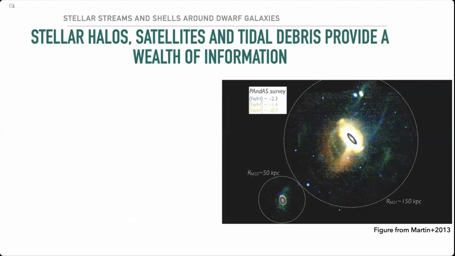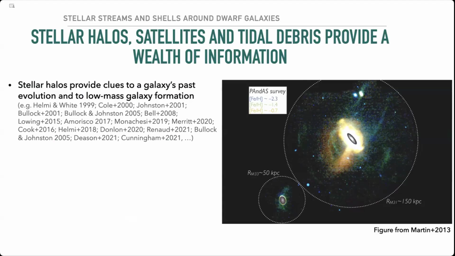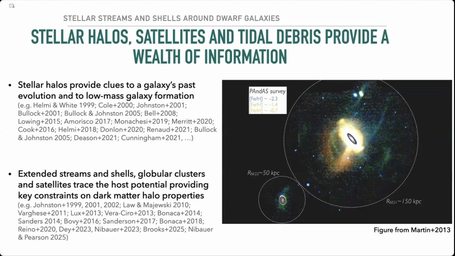again, similarly in the broader picture, stellar halo satellites and tidal debris provide a wealth of information. We can learn about a galaxy's past evolution and more about how low-mass galaxy formation works. Most of the information that we have about low-mass galaxies comes from satellites, in that case of the Milky Way, because we can study them in detail. And the extended streams and shells, but also globular clusters and satellites around systems provide us with information about the host halo potential, potentially constraining the nature of dark matter and the halo properties.